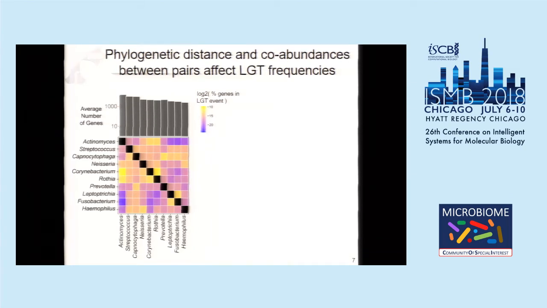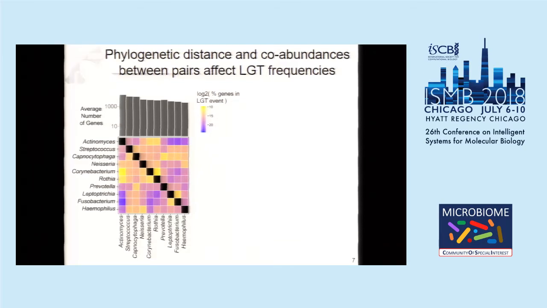So you can see some bugs like Actinomyces can be kind of picky. They like to transfer with, say, Corynebacterium and Rothia, but not so much with the last three. Whereas Strep is kind of the same color throughout. They're not as picky about who they transfer with. But you can start looking at pair characteristics and seeing if there are general trends for lateral gene transfer.